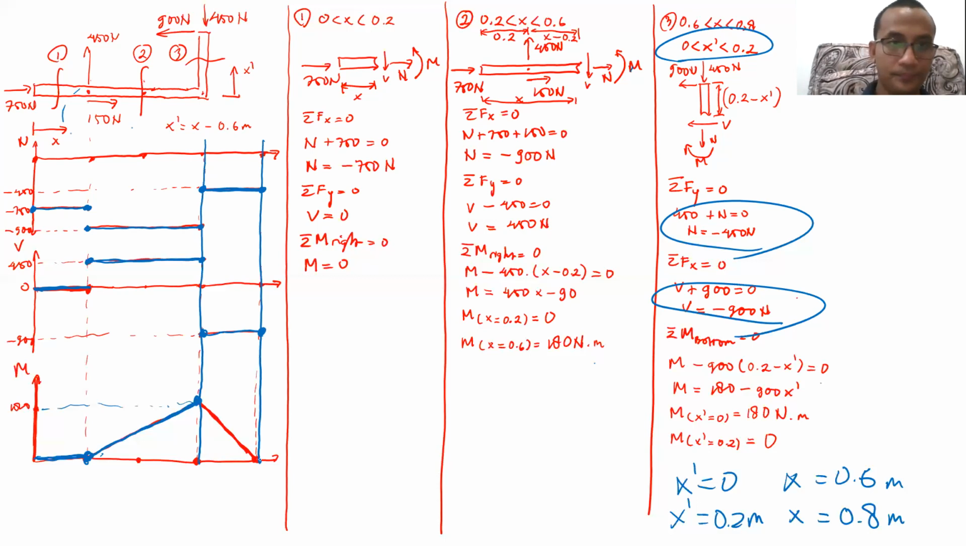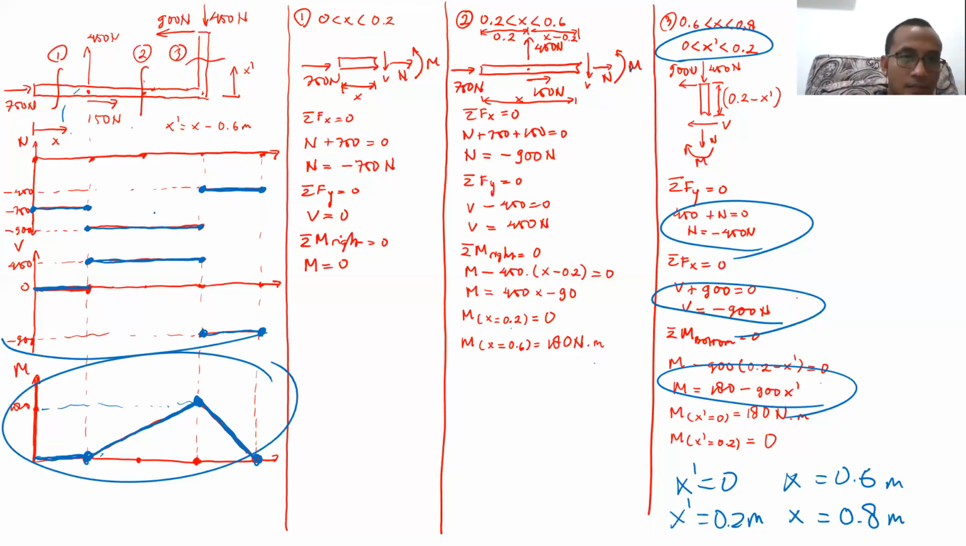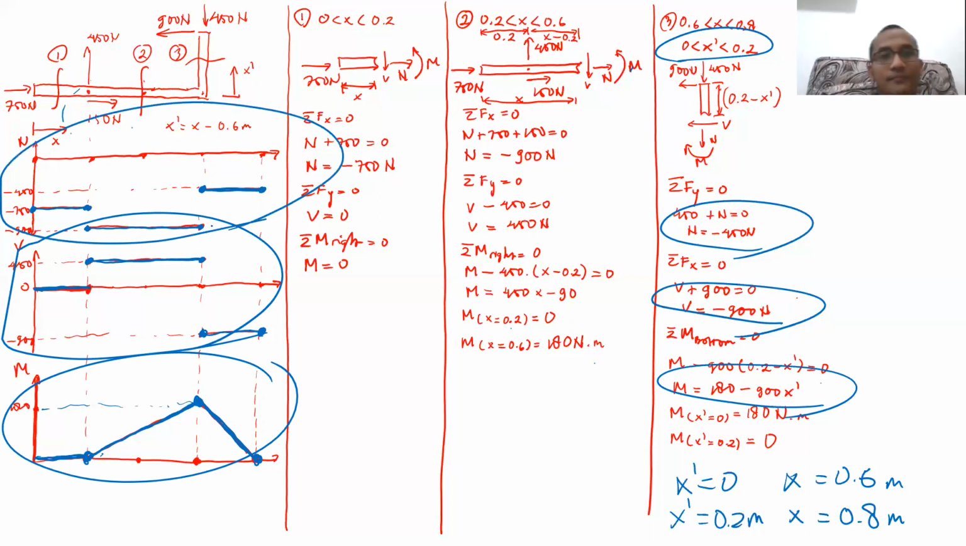Then the last one is this one. I have to draw that at x-axis equal to 0, this particular point. The value of moment is 180, so this particular point. Then at x-axis equal to 0.2 meters, the value of moment will be 0, this one. So this is the line. So actually that's all. We got the moment diagram, shear force diagram, and normal force diagram.